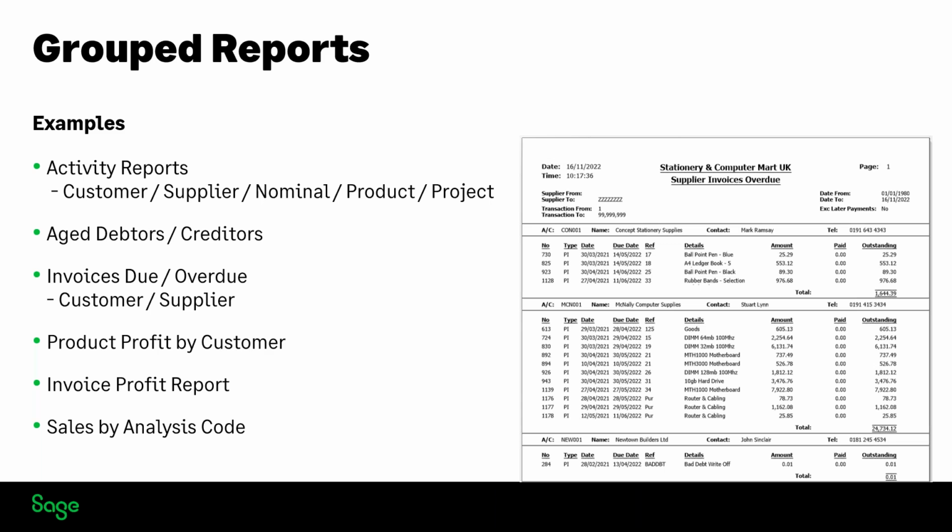So if you do find a report named, say, something by something else when you're looking at it, so let's say product profit by customer or sales by analysis code, it generally indicates there will be at least one group added in the design of the report. So what are the main differences in the report structure for grouped reports? We'll go back to my screen and we'll have a look.